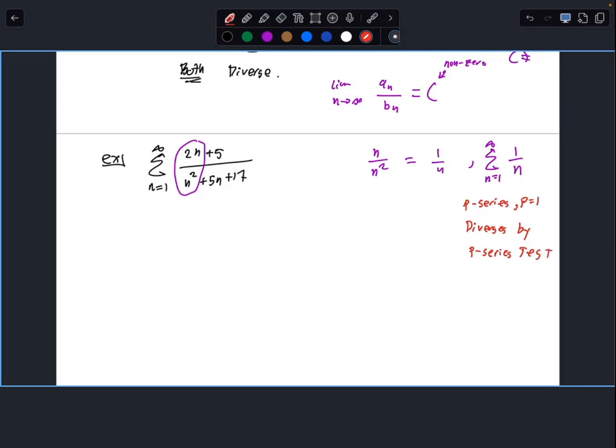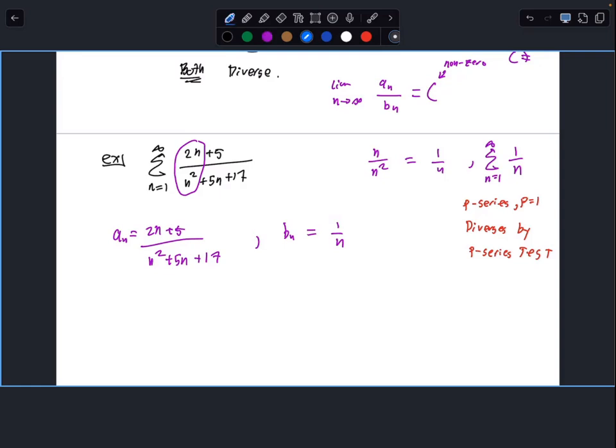Now I know that this series, 1 over n, because yes, there's a harmonic piece, you can also throw out instead of saying p-series. You save a few words in your solution, and yes, it will be accepted. So here, a sub n is (2n + 5)/(n² + 5n + 17), where b sub n is 1 over n.